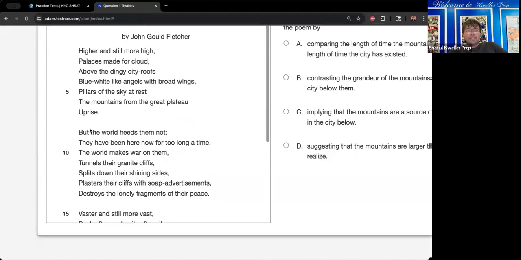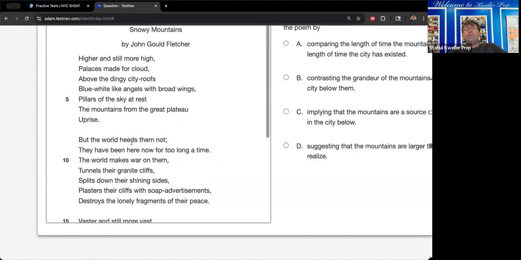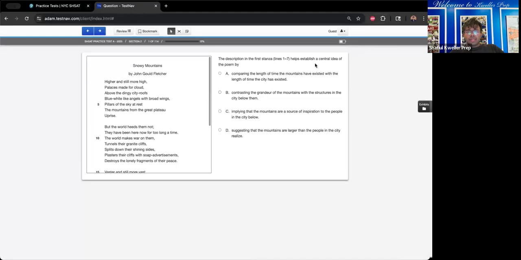But is a contradiction that should be pretty obvious, but the world heeds them not. I would assume, even if I didn't know what heats meant and the word but is used, that means it's contrasting from this. So this is talking about how nature is so beautiful and uprising. In this stanza, you can clearly see from the other things, like the world makes war on them, is a very clear indication that they're trying to say we hate the world or we hate nature, we seek to destroy it. This line should be a very obvious clue. So just reading this, it should be obvious that the world heeds them not means we don't really care about nature. Okay, now let's try answering this.